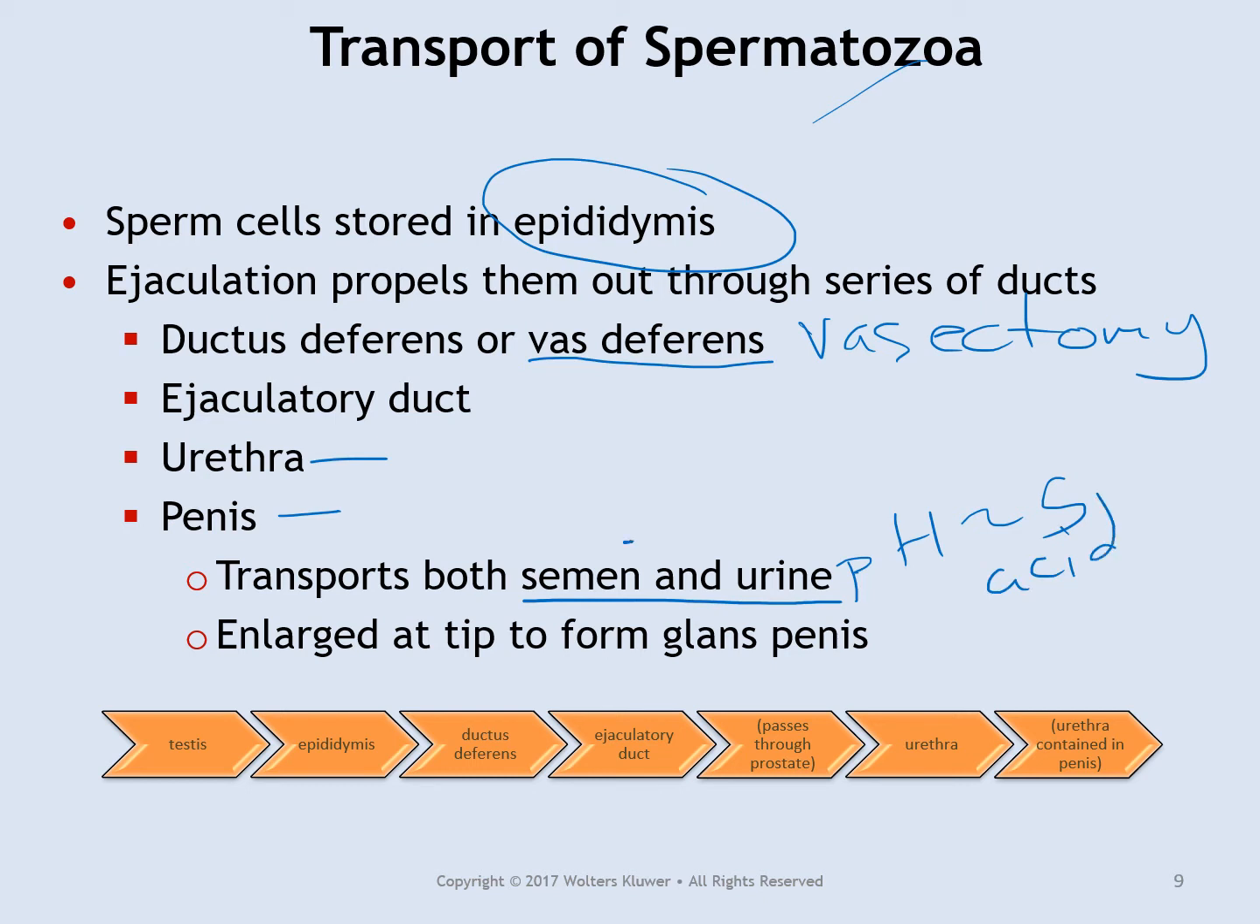Remember, they're very, very delicate. It doesn't take much to kill them. So we have a means of cleaning out the urethra before those sperm cells go through there so that they don't die off. The very tip of the penis is called the glans. It's covered by either the prepuce or the foreskin. Two different names, same thing. This is what's removed during surgical circumcision.